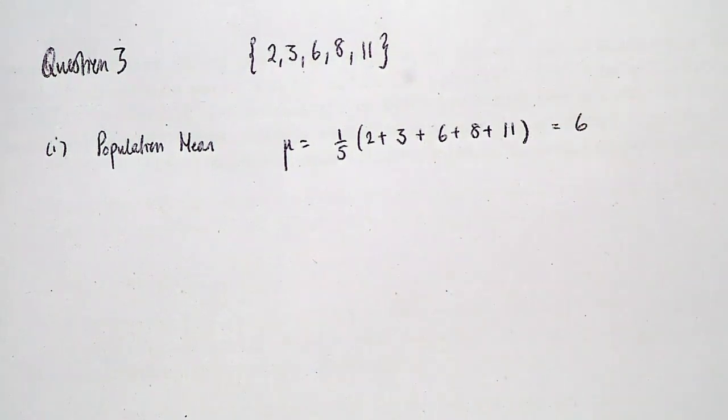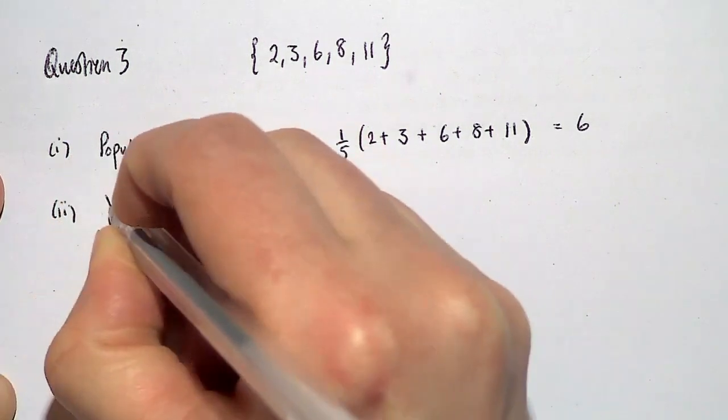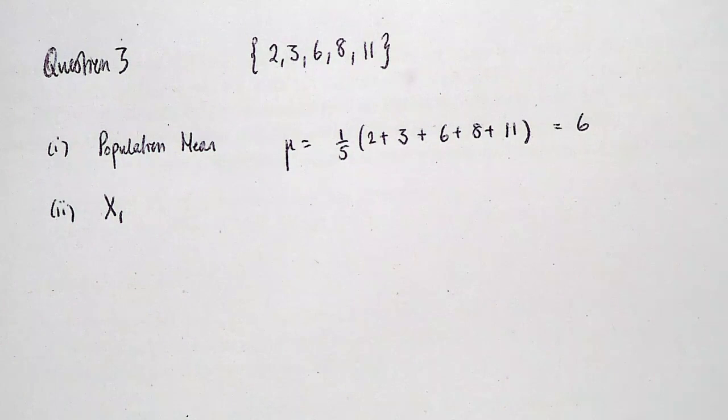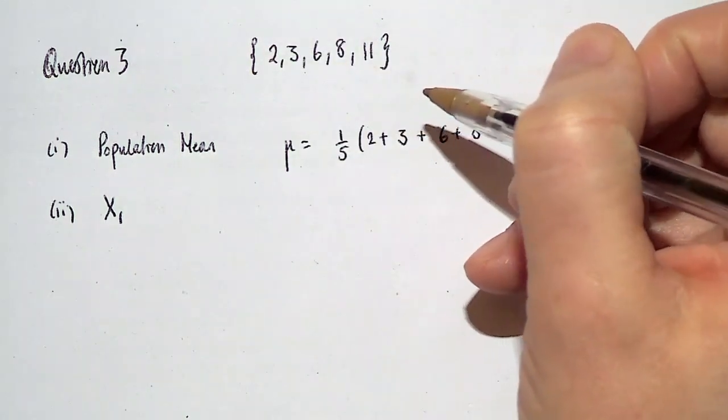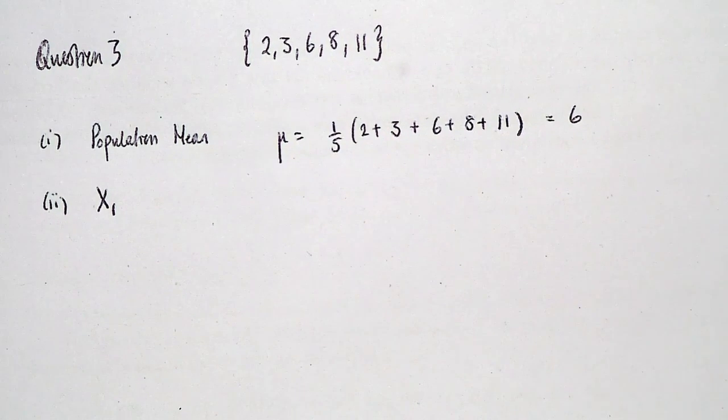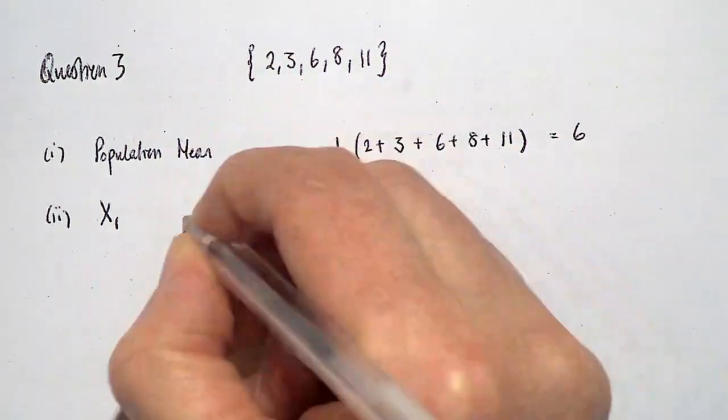The second part said, what are the moments of one element selected at random? So I'm going to introduce a random variable x1. And x1 is going to represent me selecting one of these 5 elements at the top randomly. Because each of the numbers only occur once in the sample, it's okay for me to assume that each one is selected with equal probability. So x1 is a random variable taking a value in the population set with equal probability of picking each element.